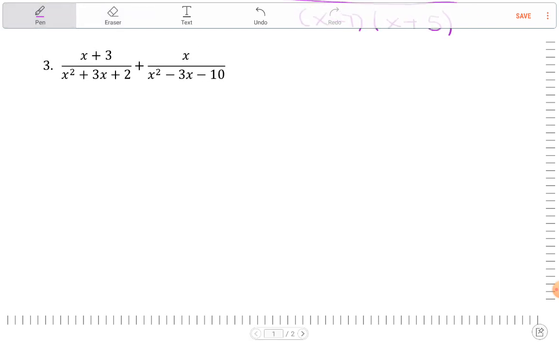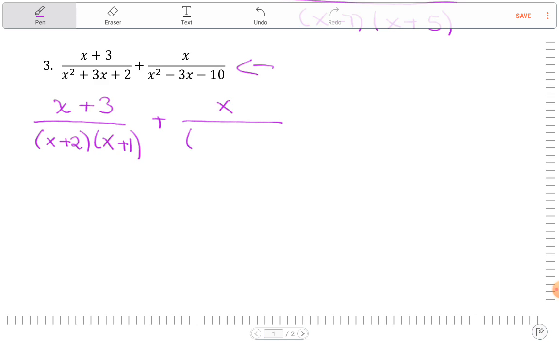In this case, my denominator is not the same, but I also cannot see right away what the least common multiple would be. So I always want to factor my problem first. So this would turn into x plus 2 and x plus 1. And the other piece would factor into x minus 5 and x plus 2. So let's see, what do they both have in common?